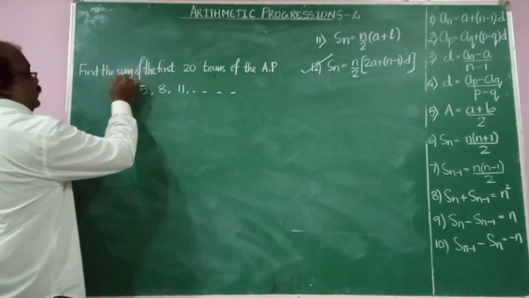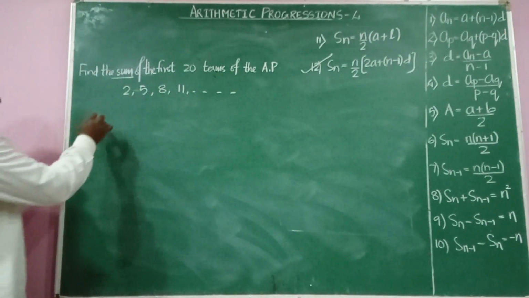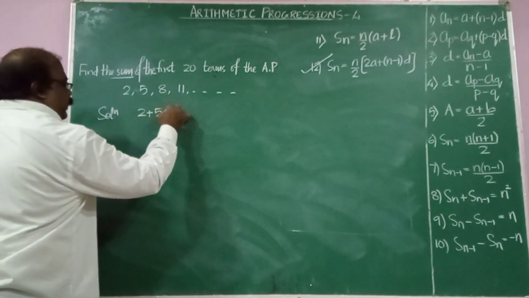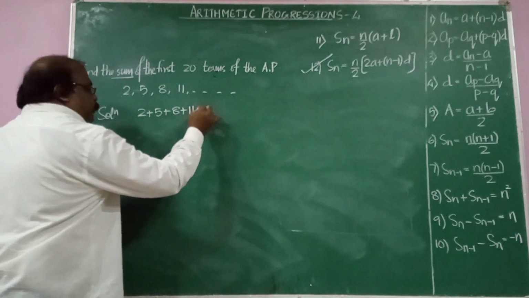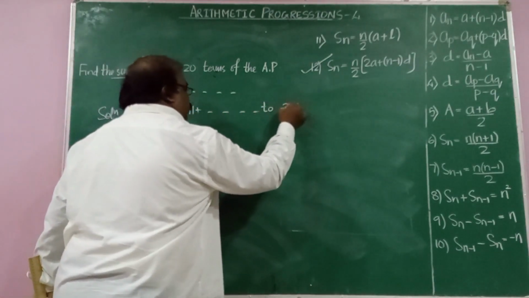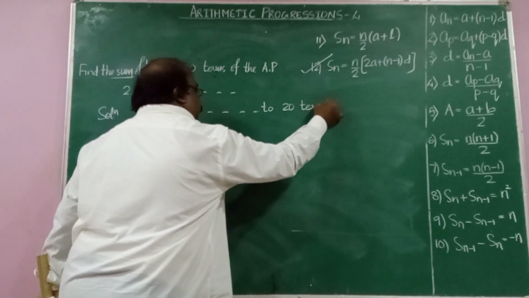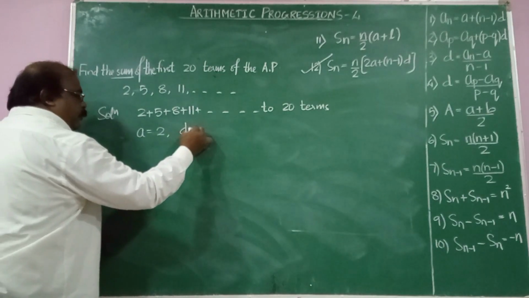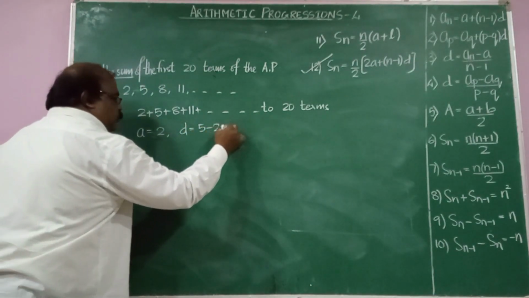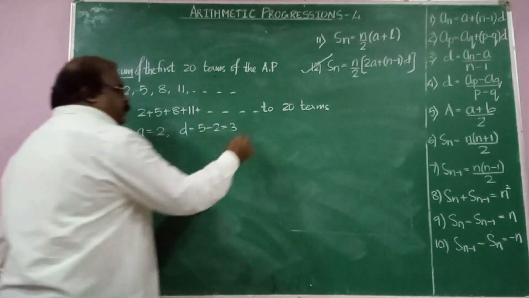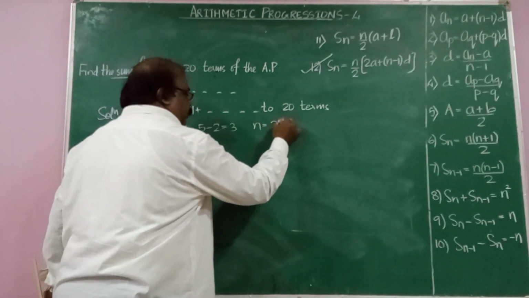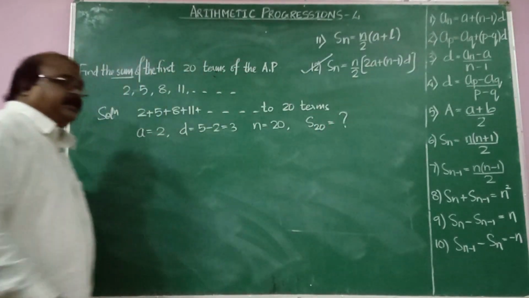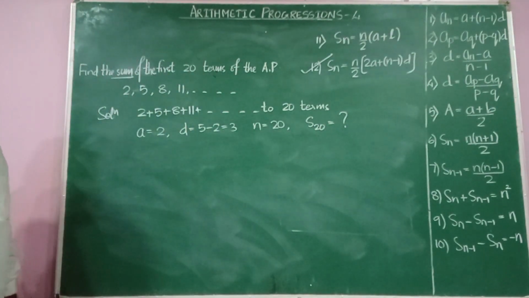Here I am asking you to find out the sum of the series. So solution: 2 plus 5 plus 8 plus 11 plus dash to 20 terms. So what is A? 2. What is D? 5 minus 2, that is 3. What is N? 20. I asked you for S20, the sum of the first 20 terms.